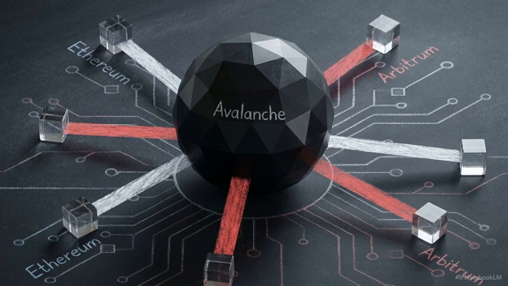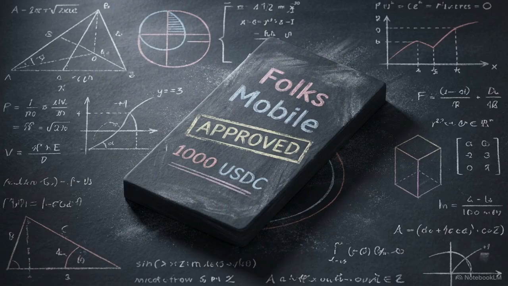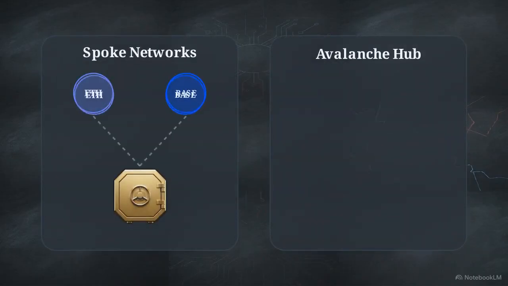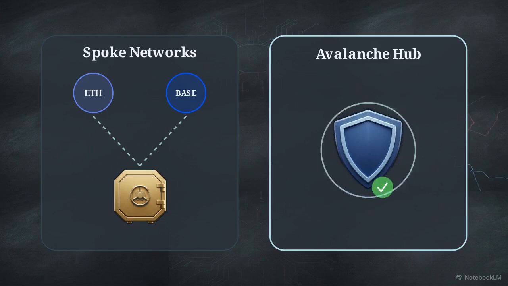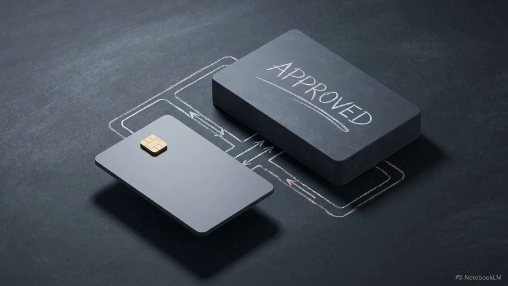This back-end complexity serves a specific purpose. It allows the protocol to treat diverse, cross-chain deposits as a single unified collateral pool. Because the Avalanche hub centralizes the verification of this credit state, the protocol can offer a stable, reliable credit line through the Folks mobile app. A user can deposit assets on Ethereum or Base, and because the hub verifies collateral instantly, they can spend a borrowed stablecoin balance via a debit card at physical merchants in the real world.